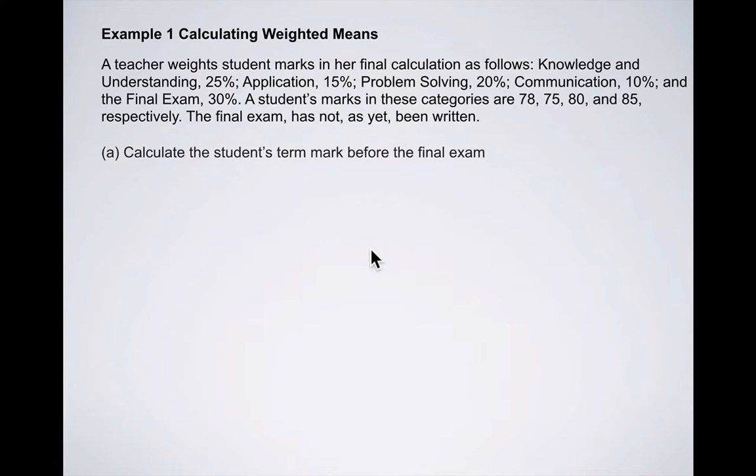So what we're going to do here is calculate the term mark before the final exam. So we're going to use the formula. And again, I'm using this to hopefully explain what this means. So in here, X would represent the mark for each of these categories, and W would represent the weighting for each of these categories. So the sum of the product of the mark times the weight divided by the sum of the weights.